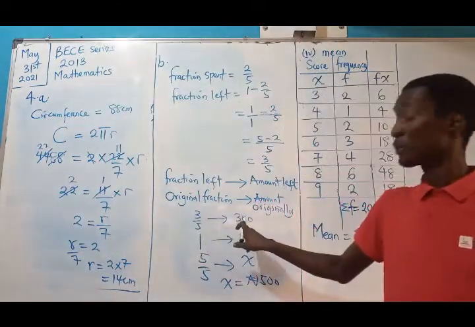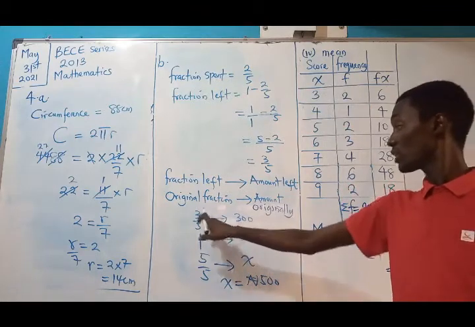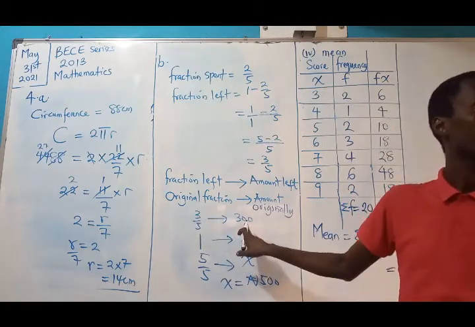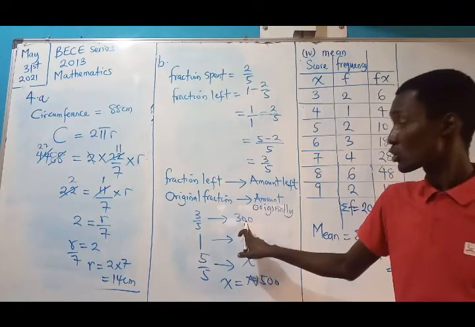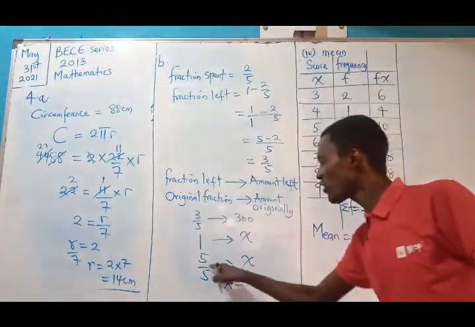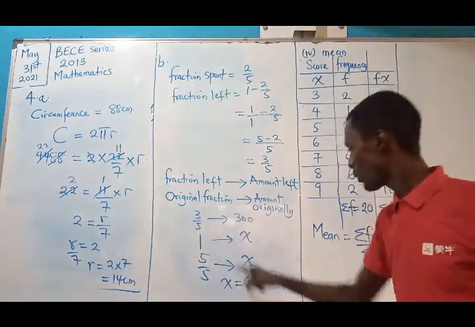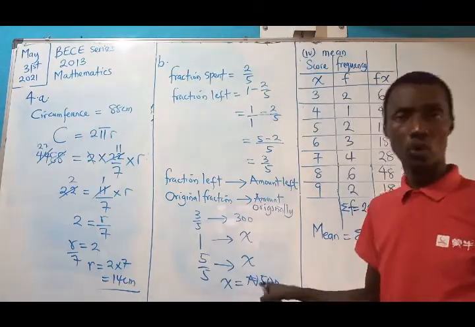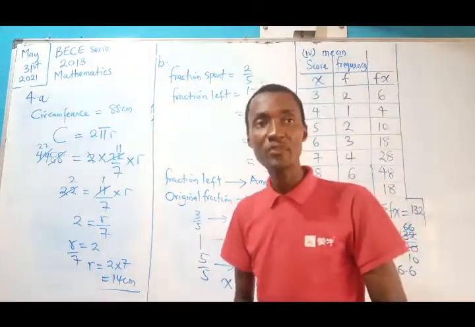3 portions is 300. What will 1 portion be? Divide this by 3. And that will give you what? 100. So if 1 over 5 is 100, what will 5 over 5 be? 1. That will be what? 5 times what? 100. And that will give you what? 500.